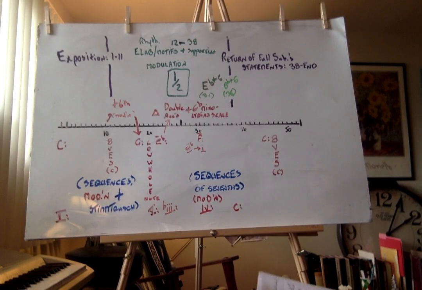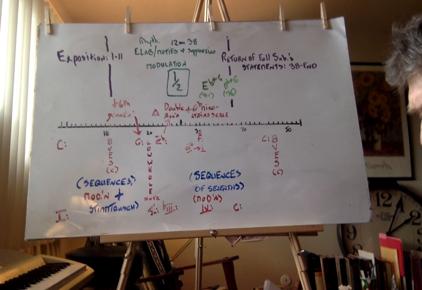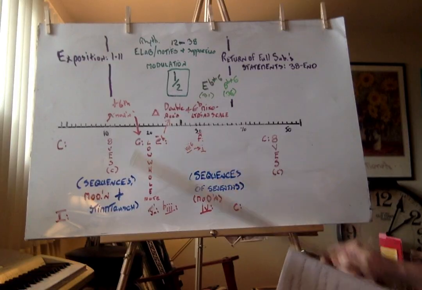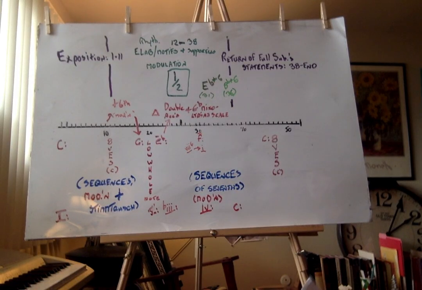Now, another thing I noticed is in measures, particularly in measure 21, it's interesting that there's an E flat minor triad in measure 21.